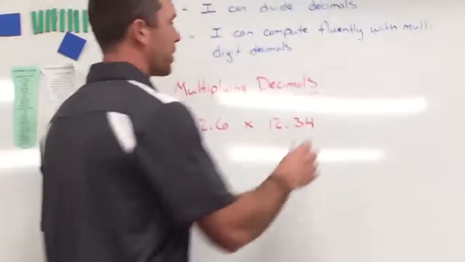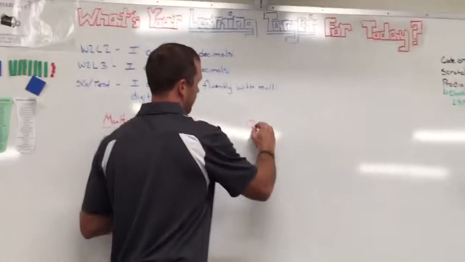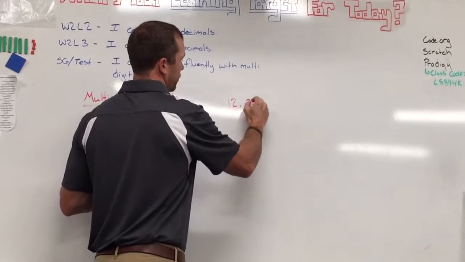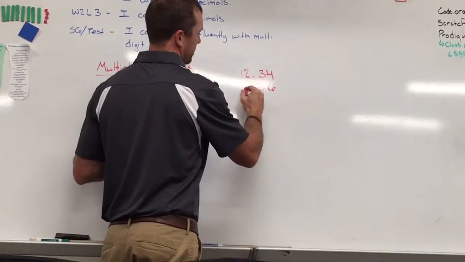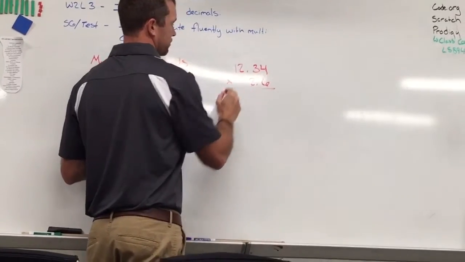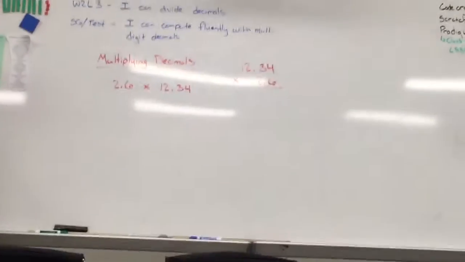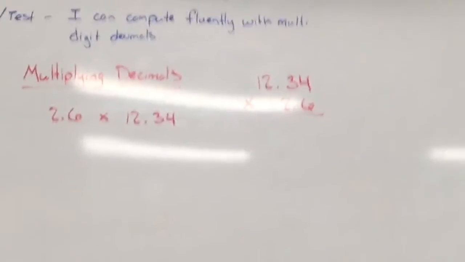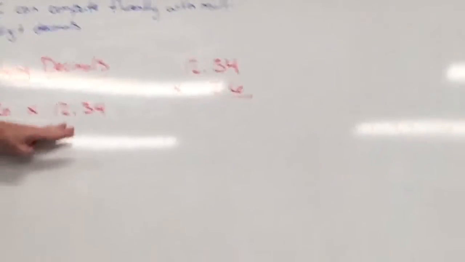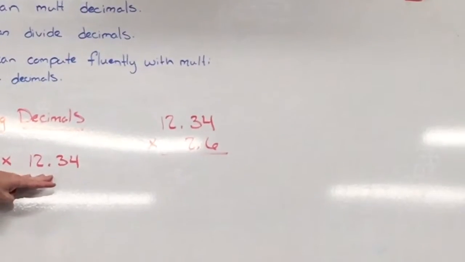All right, here we go. So I'm going to put 12 34/100 on top, 2 6/10 on bottom. Did I line up my decimals? No, you don't have to. In fact, you don't even have to care about the decimals right now. You don't even have to write them in the problem right now if you don't want to, as long as you know where they're at right here. Would you agree? Okay.